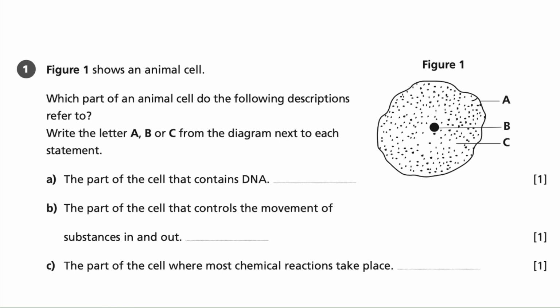Figure 1 shows an animal cell. Which part of an animal cell do the following descriptions refer to? Write the letter A, B or C from the diagram next to each statement. And we can see figure 1 on the right there with A, B and C shown.